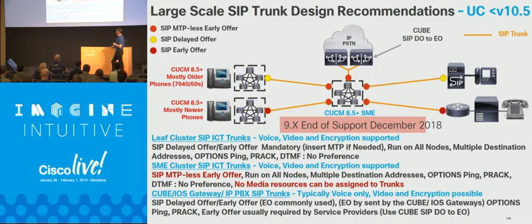For SME, you shouldn't really be on 8.5 or above. You should be on 10.5 at least. But you may have older clusters here, and there may be some considerations for those older clusters about how you configure this trunk. So if you have mostly older phones, do delayed offer. Mostly newer phones, do early offer, insert MTP if needed.